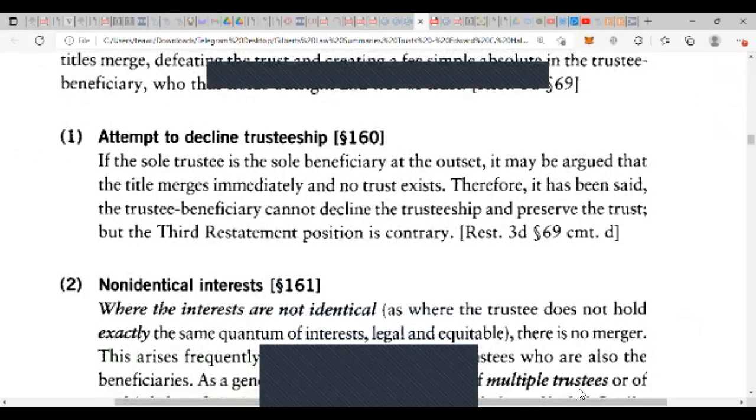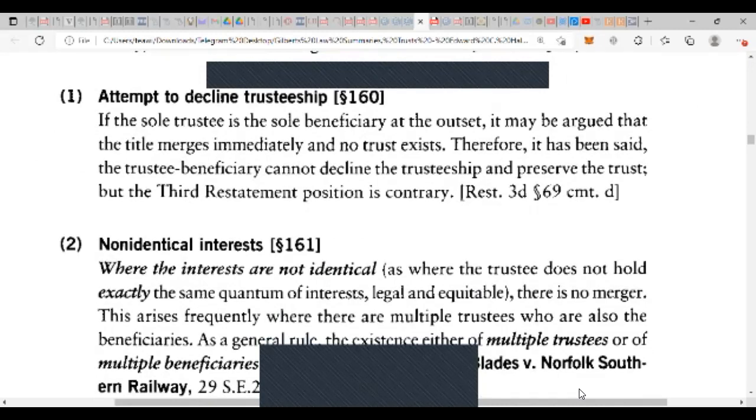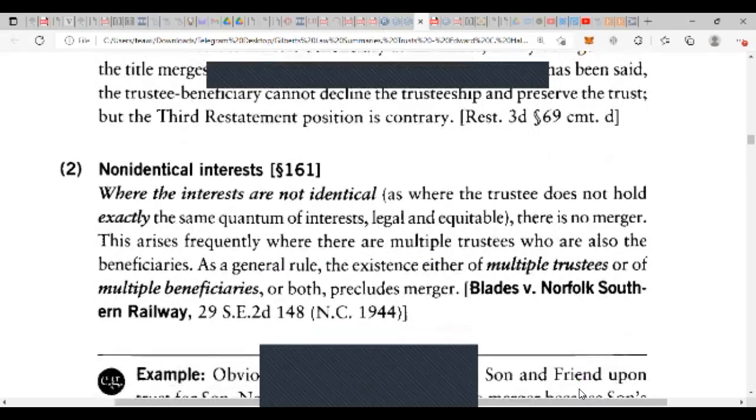Okay, so it says 1, attempt to decline trusteeship, Section 160. If the sole trustee is the sole beneficiary at the outset, it may be argued that the title merges immediately and no trust exists. Therefore, it has been said the trustee beneficiary cannot decline the trusteeship and preserve the trust, but the Third Restatement position is contrary. Restatement 3D, Section 69 comment d.